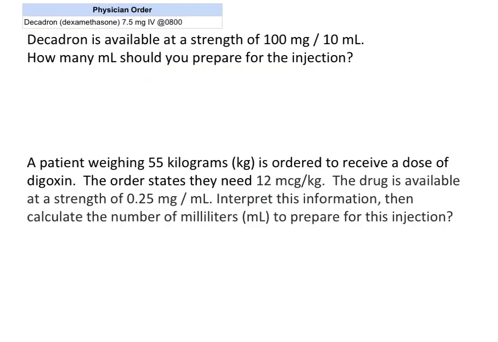In the next example, we have Decadron, or something that I'm not going to be able to pronounce, but we need to make sure the patient gets 7.5 milligrams IV, so this is going to be in their vein as an injection, intravenous, at 8 o'clock, 0800. Now, we're told what's available, the strength of what's available. The drug is available to us, 100 milligrams in 10 mLs. Every 10 mLs contains 100 milligrams. What we need to know is how many mL we need to prepare for this injection. If you want to pause the video and try this, please do.